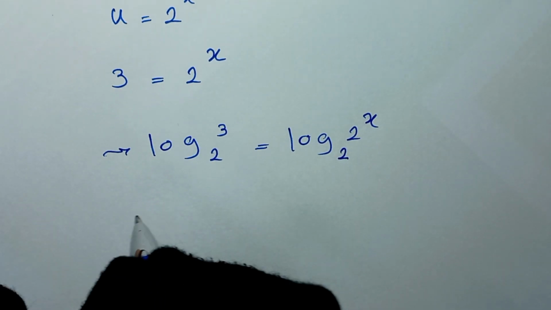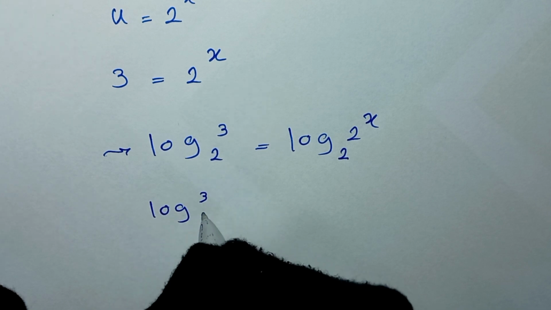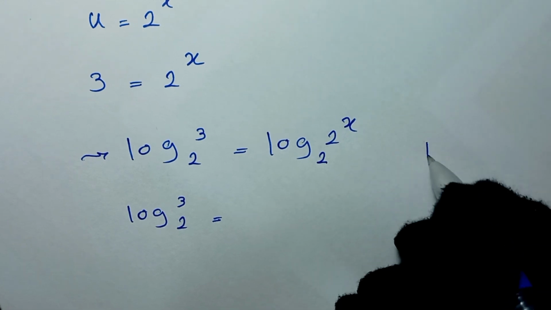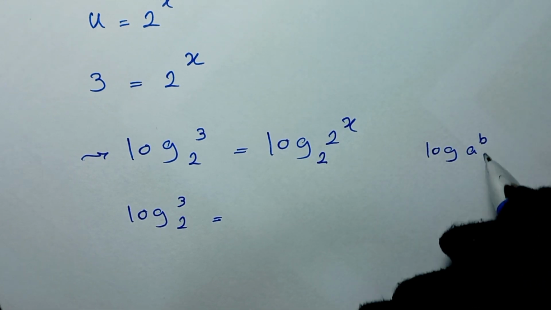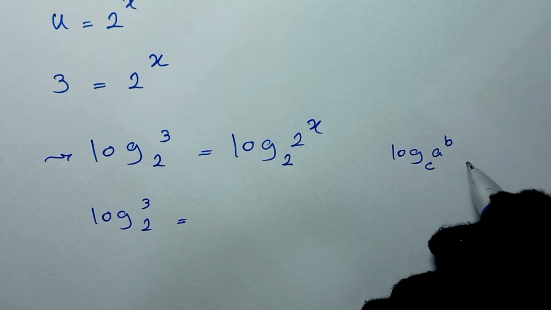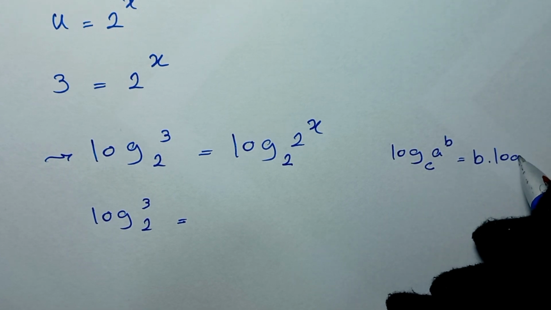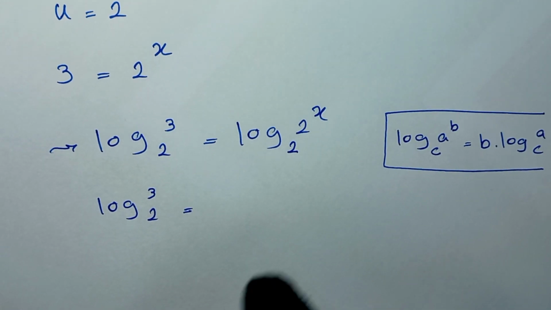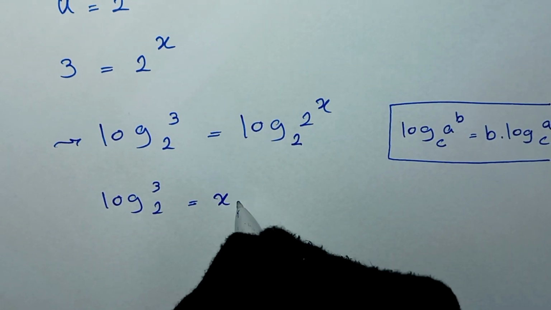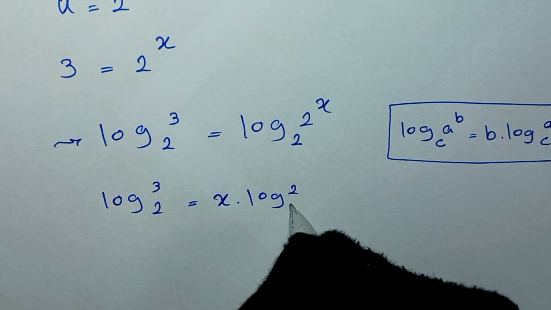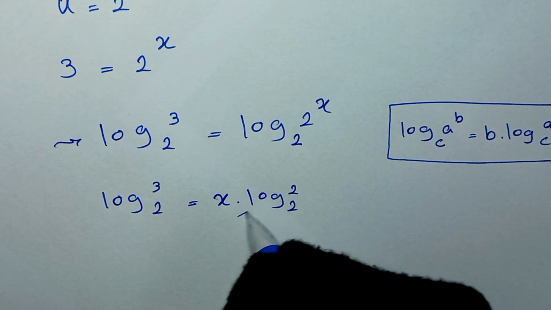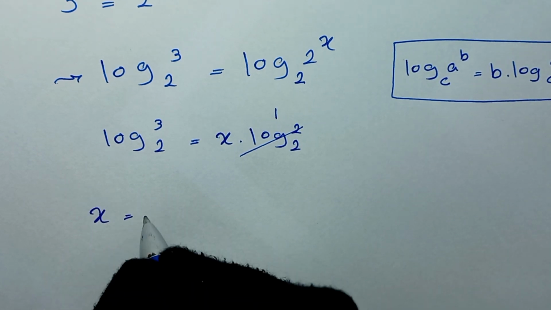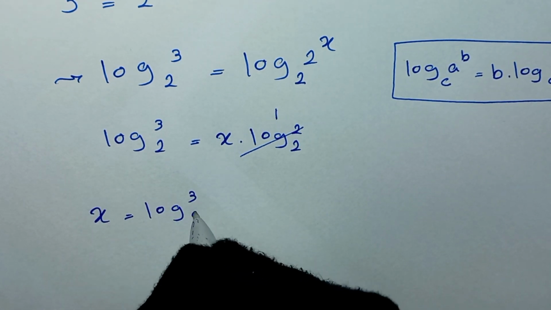And it will be log of 3 to base 2 is equal to, from log rules, if we have log of a to the power of b to base c, this is equal to b times log of a to base c. So in here, this is equal to x times log of 2 to base 2. And log of 2 to base 2 is 1, so x is equal to log of 3 to base 2.